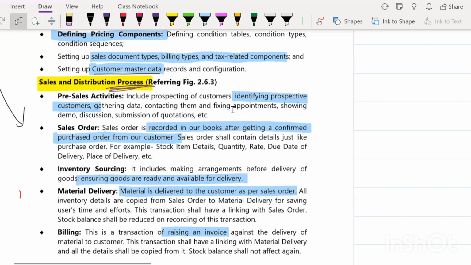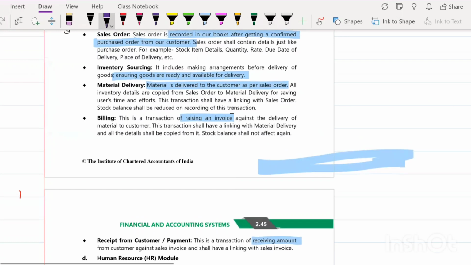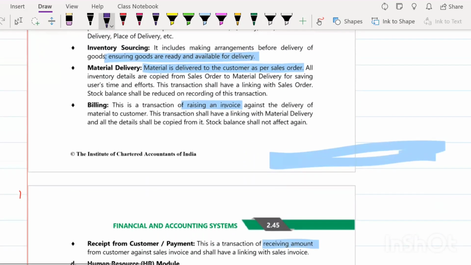This also has 6 steps: 1, 2, 3, 4, 5 and yes, 6. First you do a pre-sale activity where you identify a prospective customer and contact them, fix appointments, show a demo of whatever the product is, and give your quotations related to the product. Then the shopkeeper will give you a sales order, which will be recorded in your books. After getting a confirmed order from the customer, you'll record it in your book.